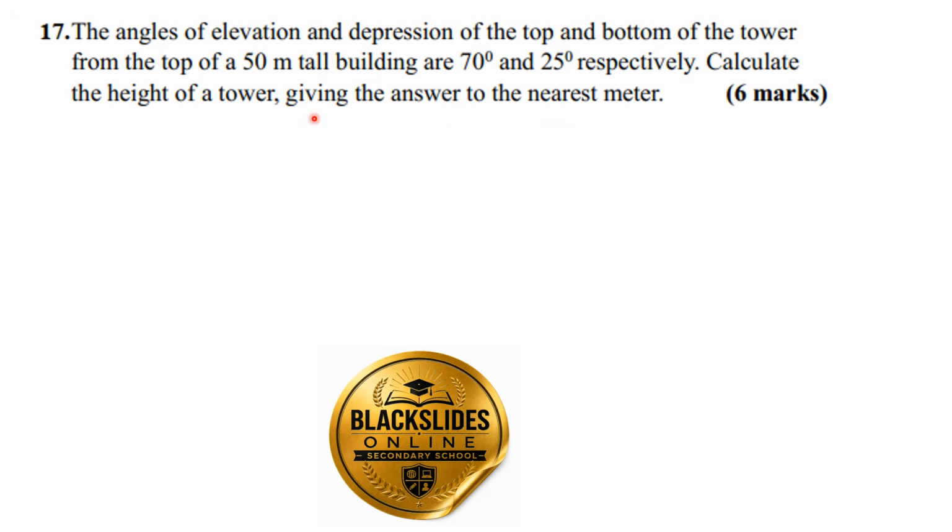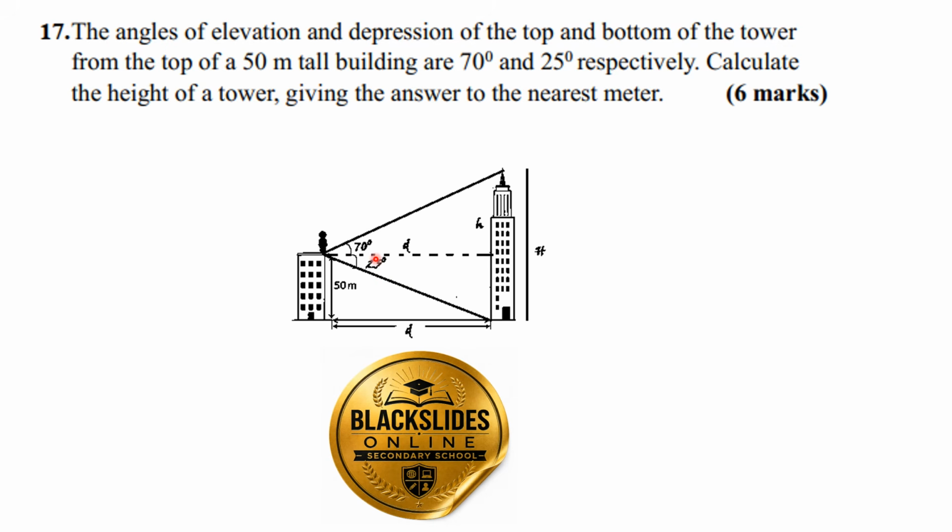The angles of elevation and depression of the top and the bottom of the tower from the top of the 50-meter tall building are 70 degrees and 25 degrees respectively. Calculate the height of the tower, giving the answer to the nearest meter. Right, so let's first of all have the situation scenario. Suppose this is the tower, this is a building which is 50 meters tall.